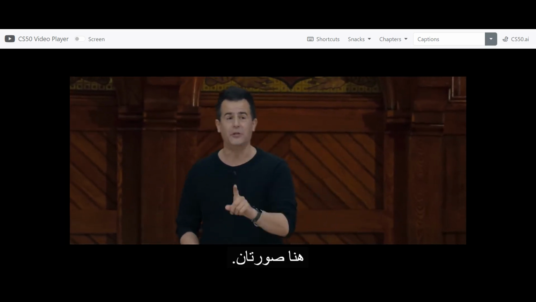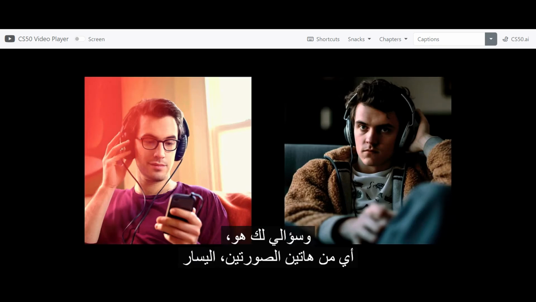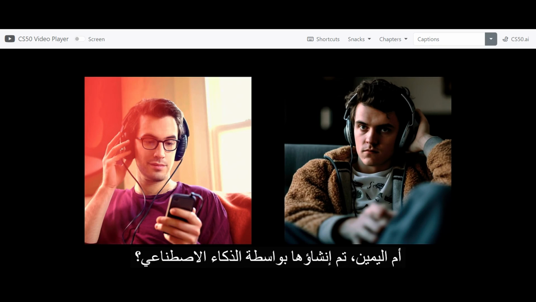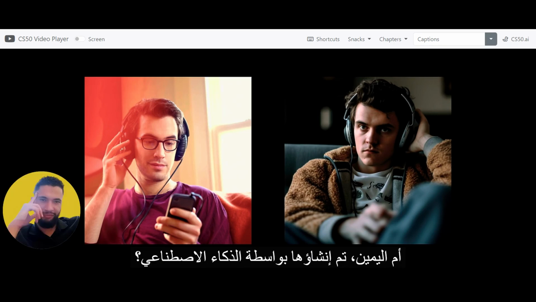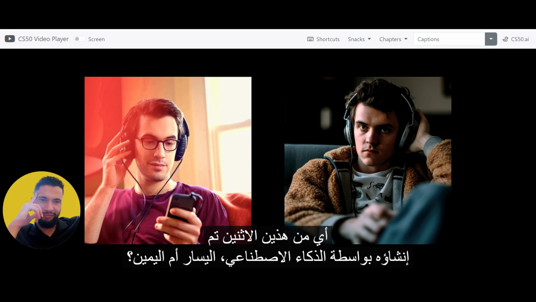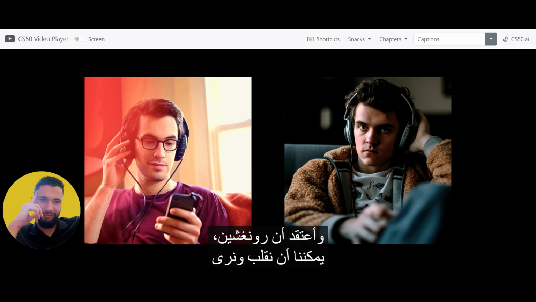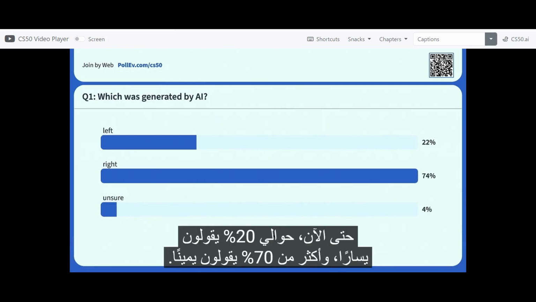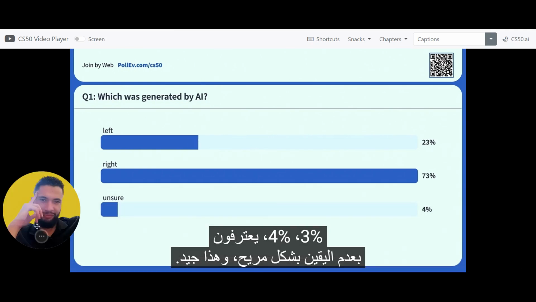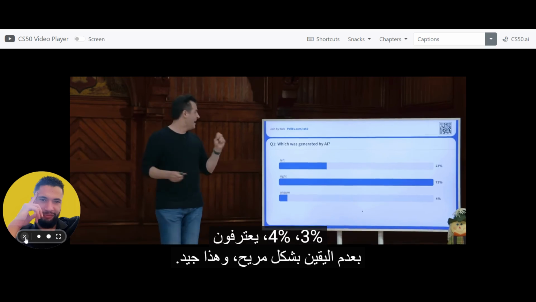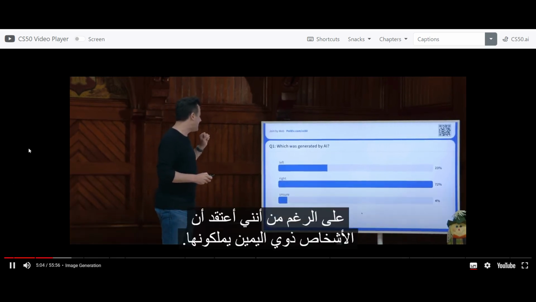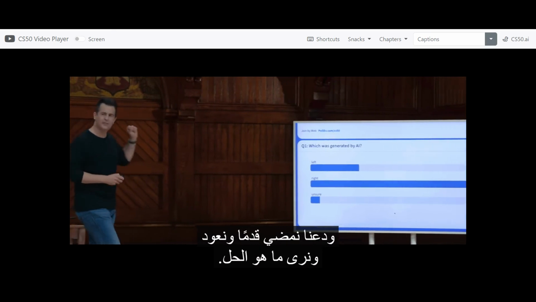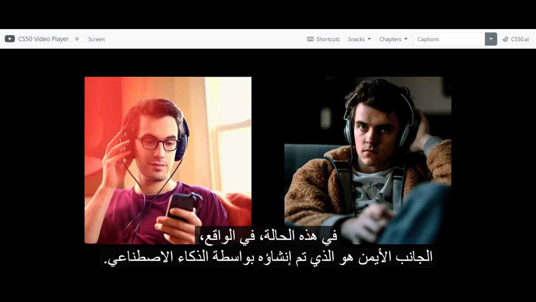Here are 2 images. And my question for you is, which of these 2 images, left or right, was generated by AI? And I think, Rongshin, we can flip over and see as the responses start to come in. So far, we're about 20% saying left, 70+% saying right, 3%, 4% comfortably admitting unsure, and that's fine. Let's wait for a few more responses to come in, though I think the right-hand folks have it. And let's go ahead and flip back and see what the solution is. In this case, it was, in fact, the right-hand side that was AI generated.